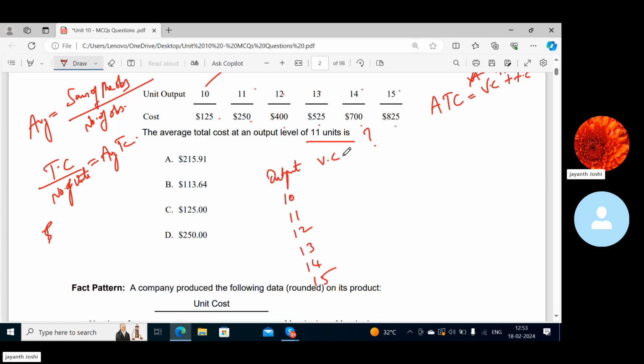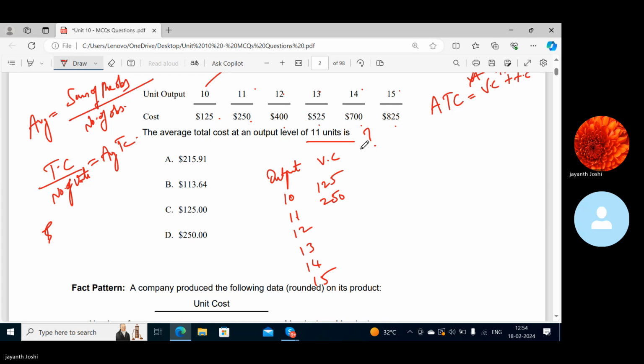Then we have the variable cost. What is the variable cost given to us? 125, and this 125 is for 10 units. They're asking for the average total cost at an output level of 11 units, so we need not do the whole table. Only for 11 units we can find the cost. For 11 units, the variable cost is 250. For 10 units it was 125. For 11 units, it's not per unit; if it was per unit, they would have mentioned. It is 250 for 11 units.